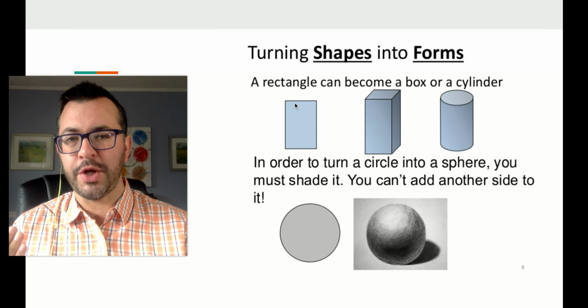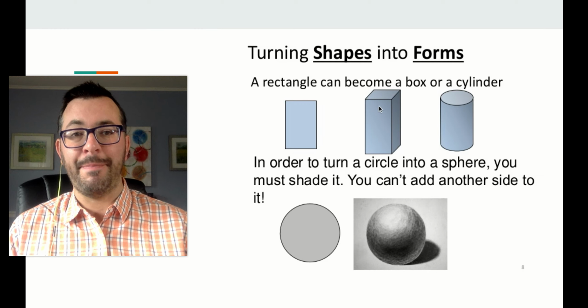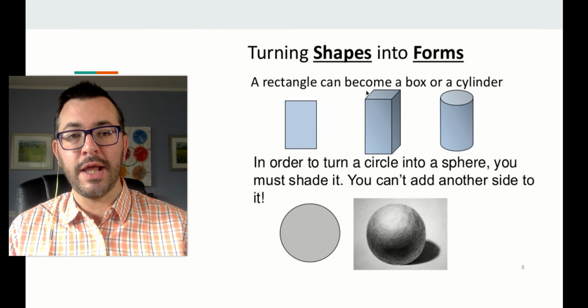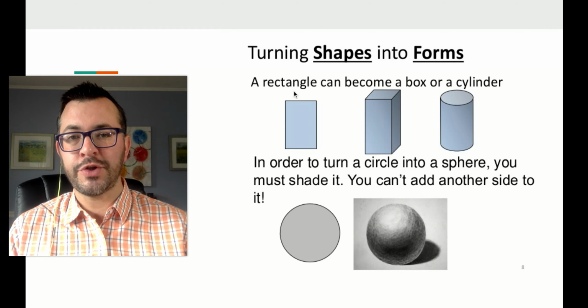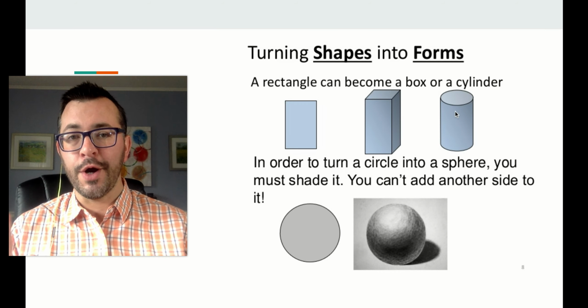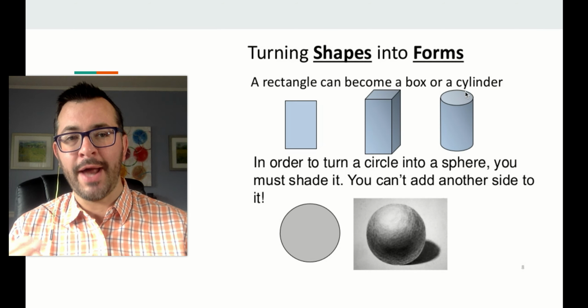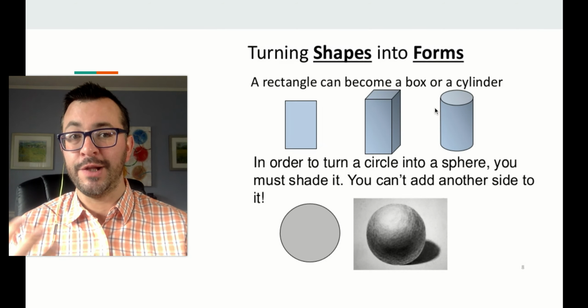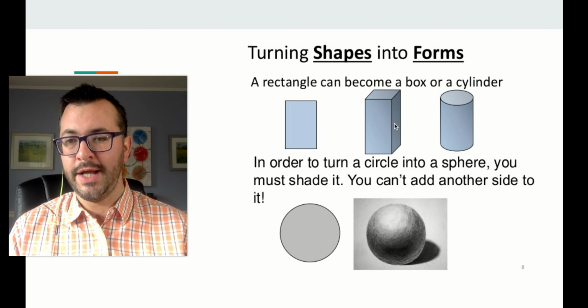So we're going to start by drawing a shape like a rectangle right here. And that rectangle can become a box or a cylinder. By adding lines to give the illusion of depth, you can either turn that rectangle into a box by adding straight, parallel, and perpendicular lines, or by adding an oval at the top and a curved line at the bottom, you can turn it into the illusion of a 3D cylinder. Now, these both need those extra lines and shading to make that happen.